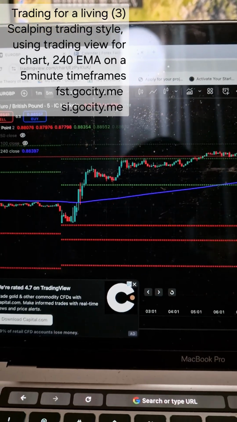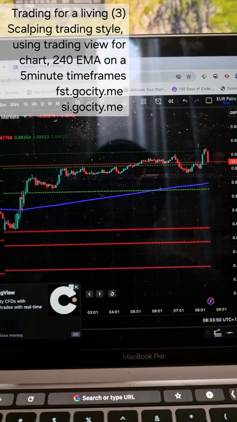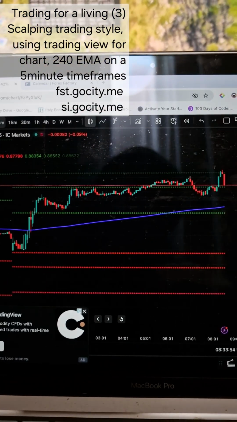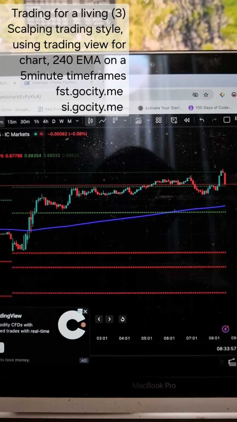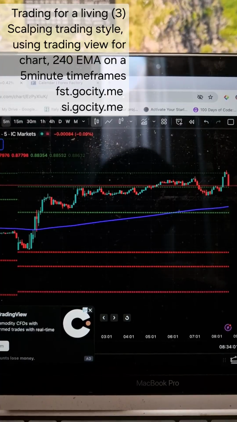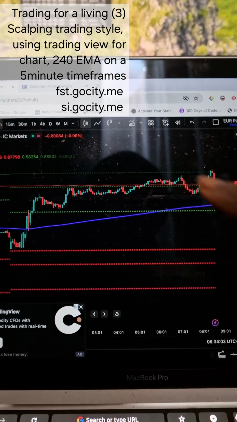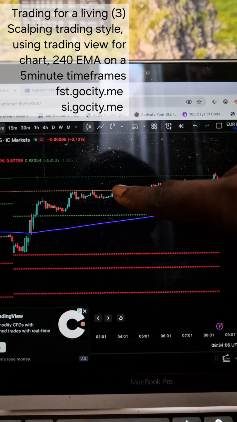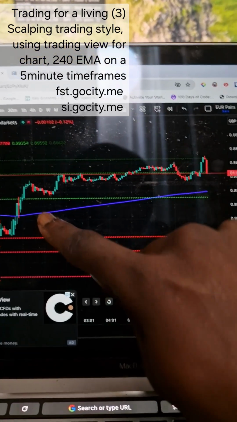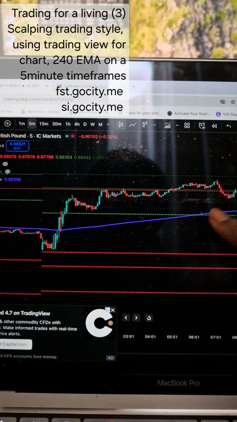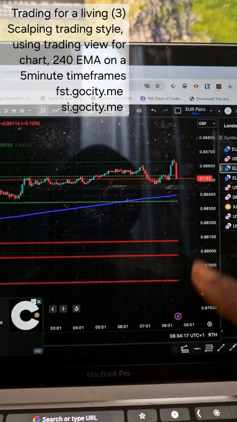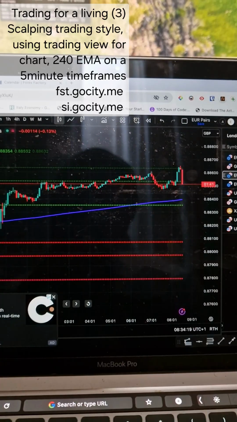pivots. We can see with some pairs that have high volatility, like the Euro GBP, the first pivot has been crossed, the first resistance, and it was already approaching the second resistance line. But the 240 EMA is following suit, which makes it okay.